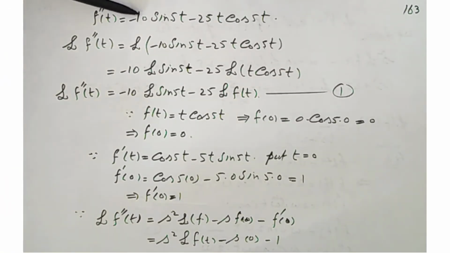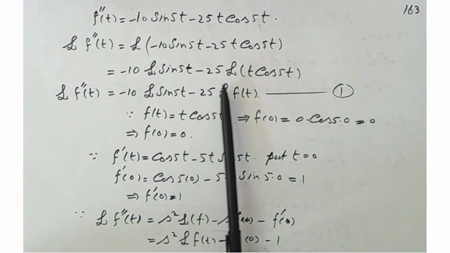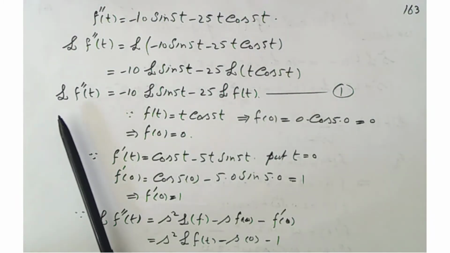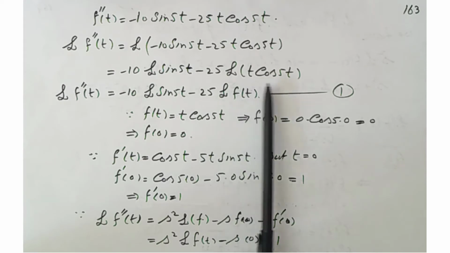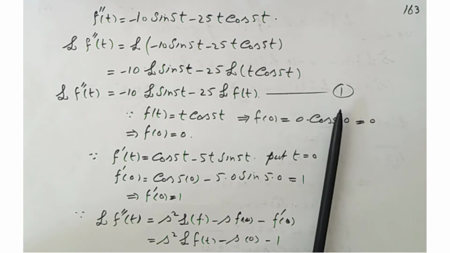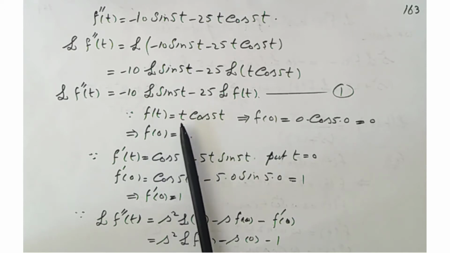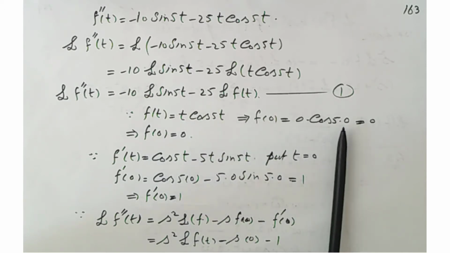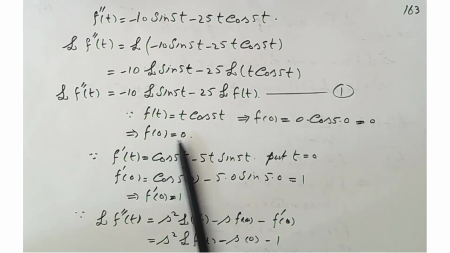Now f double dash t equals minus 10 sin 5t minus 25 t cos 5t. Taking Laplace on both sides, this becomes minus 10 Laplace of sin 5t minus 25 Laplace of t into cos 5t. So Laplace of f double dash t equals minus 10 Laplace of sin 5t minus 25 Laplace of f of t. This is the value of f of t, and this is equation 1. Since f of t equals t cos 5t, we put t equal to 0. This becomes f of 0 equals 0 into cos of 5 into 0, and this total result becomes 0. So f of 0 equals 0.